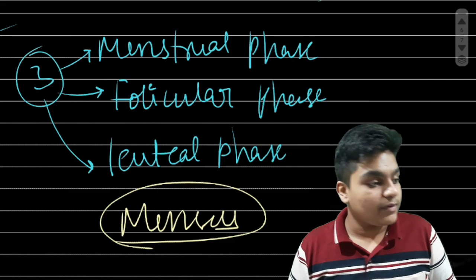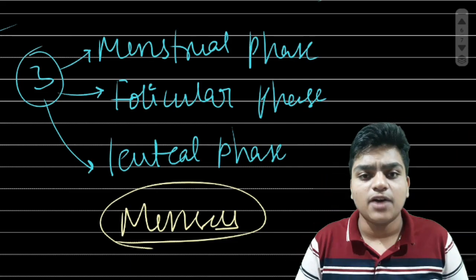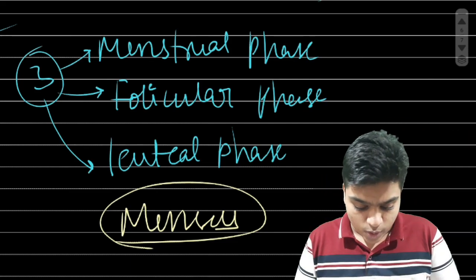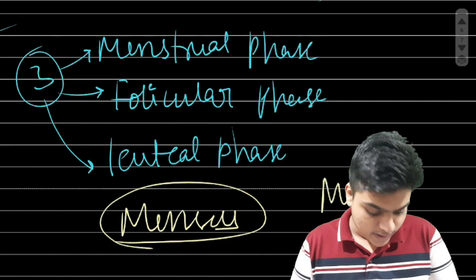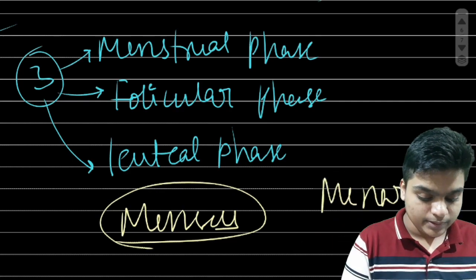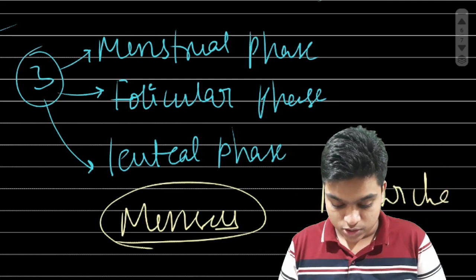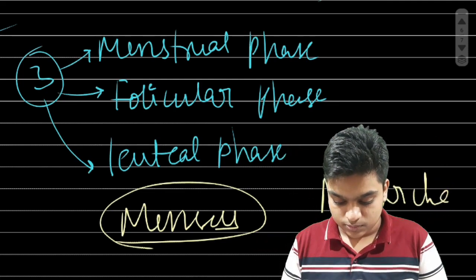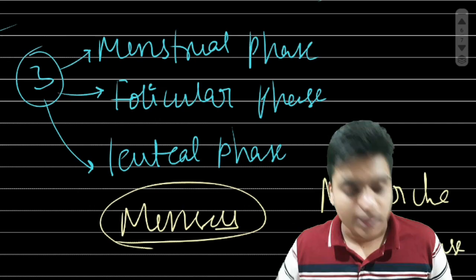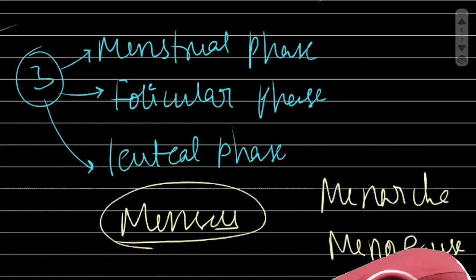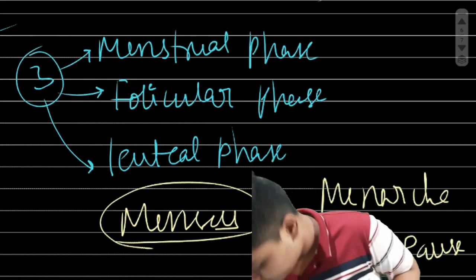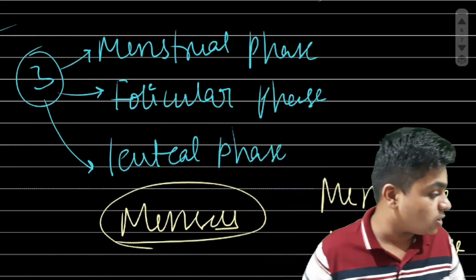Before moving into the menstrual cycle, we have to understand two words here. One is menarche, and the other is menopause. Menarche and menopause.